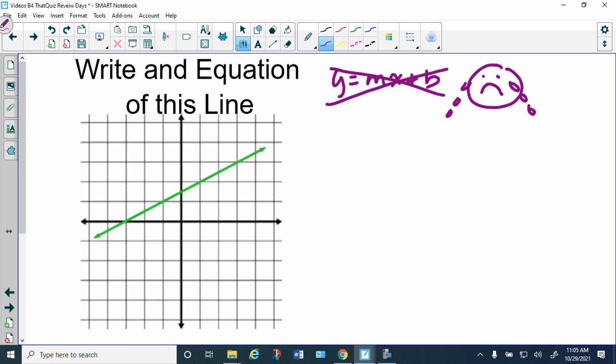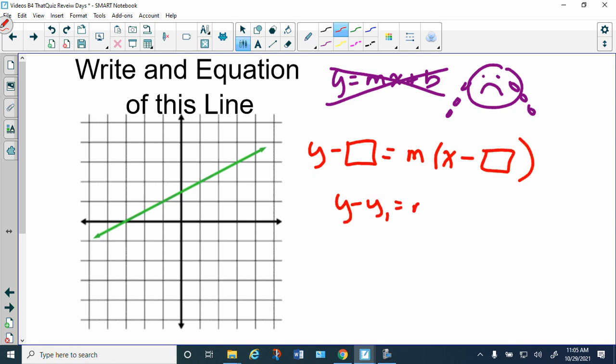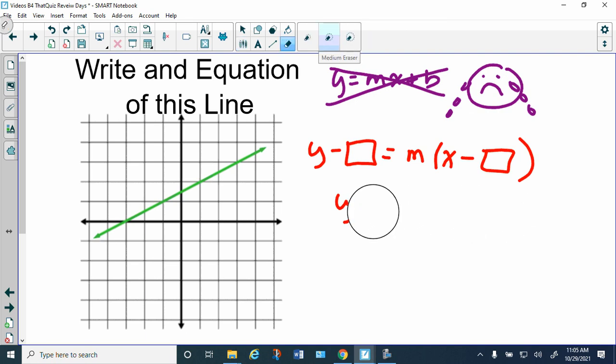Instead, I've got to use the point slope form. This is the way I like to write point slope. Other teachers will write it differently, and all the books will write it differently, but to me it's just easier to remember with y sub 1, x sub 1. Plug something into those boxes: plug the y value from the coordinate point into the box after the y.